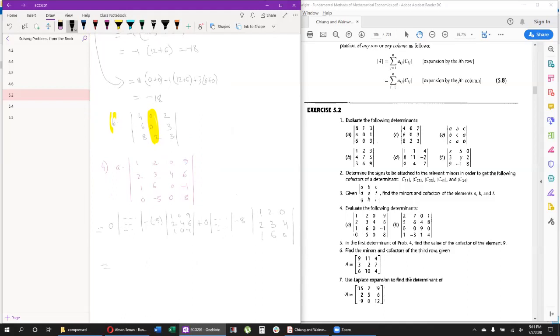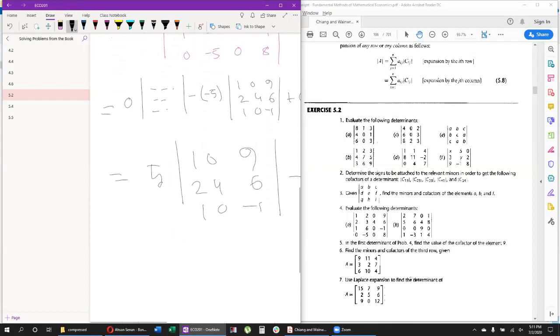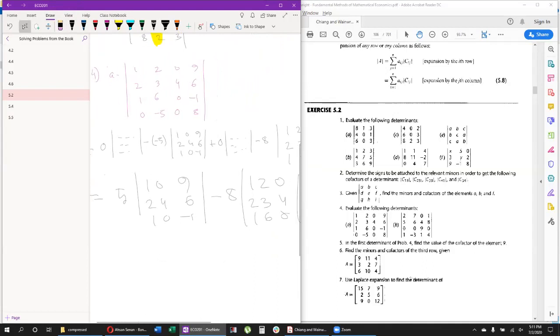So effectively what we have is a 5 here with 1, 0, 9, 2, 4, 6, 1, 0, minus 1, minus 8, 0, 3, 4, 1, 6, 0. And we can go back to the original size. Close enough. Okay.